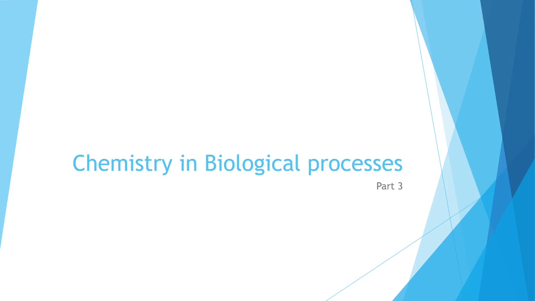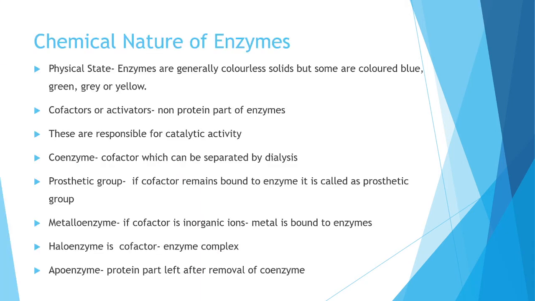Welcome to the third class of chemistry in biological process. In the last class, we studied what an enzyme is and what its classification is. And in this class, we are dealing with the chemical nature of enzymes.